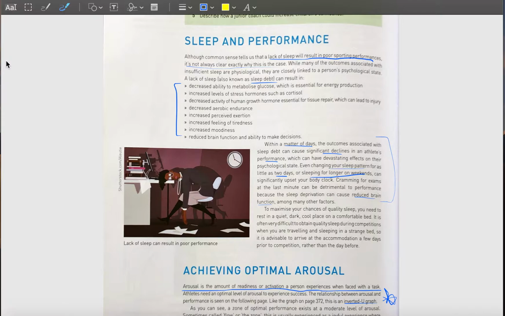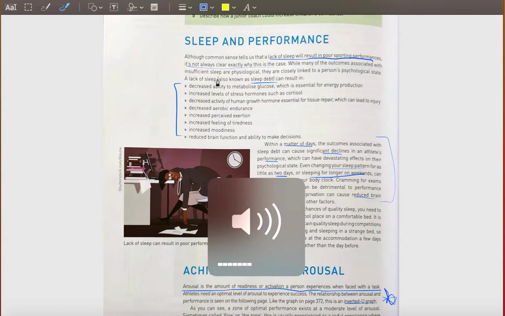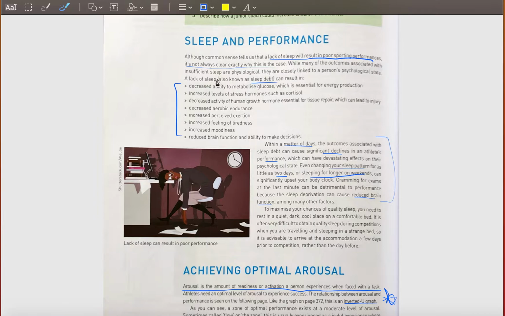What's really interesting here is that a lot of these researchers are still continuing, and every year the study design changes because more research comes out. We actually know that lack of sleep results in poor sporting performance, but it's not always clear exactly what the number one reason is that makes that change. And so, while many of the outcomes are known, and they're those physiological methods, it is actually linked to the psychological state of the athlete as to why those physiological changes take place with lack of sleep.